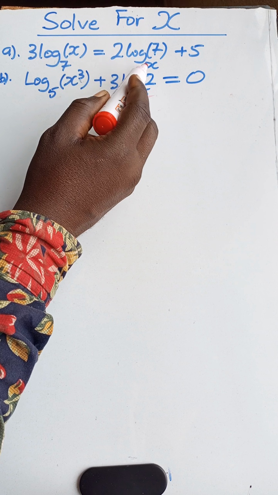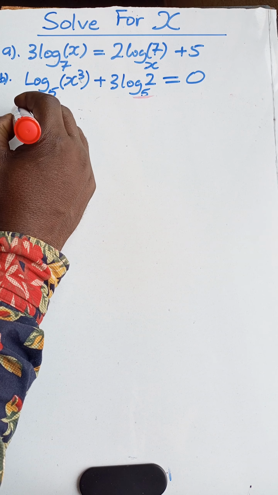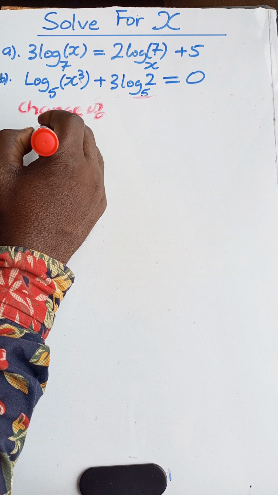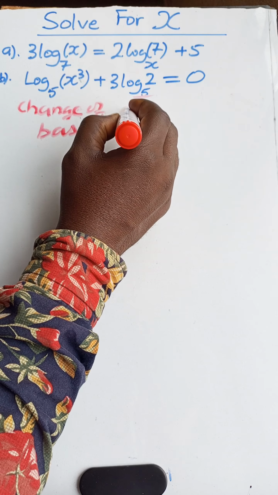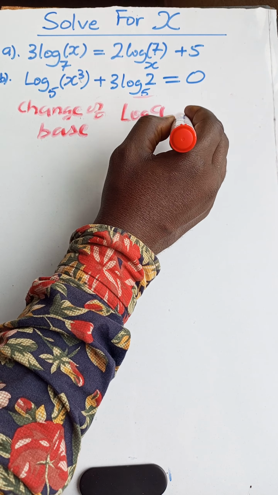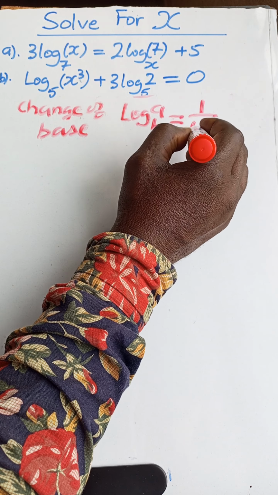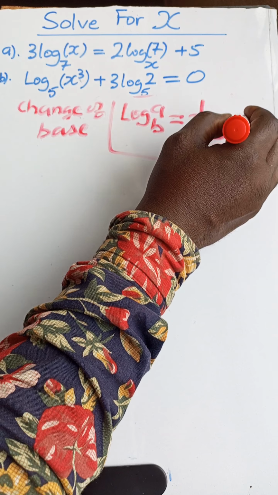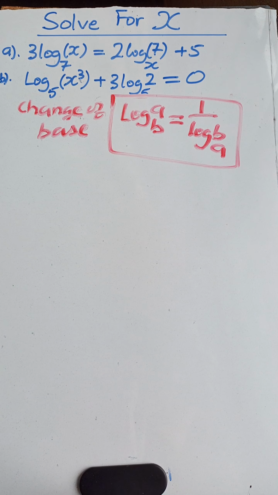And so to be able to solve this equation very well, we need the rule on change of base. We need the rule on change of base which says log a base b is equal to 1 all over log b base a. We need this rule of change of base in order to solve the first equation.